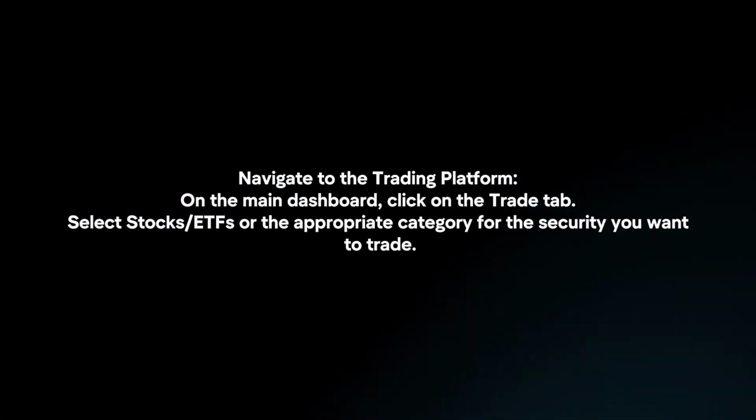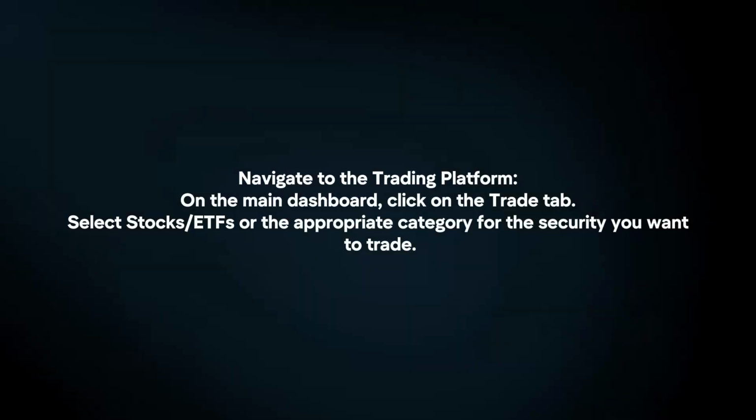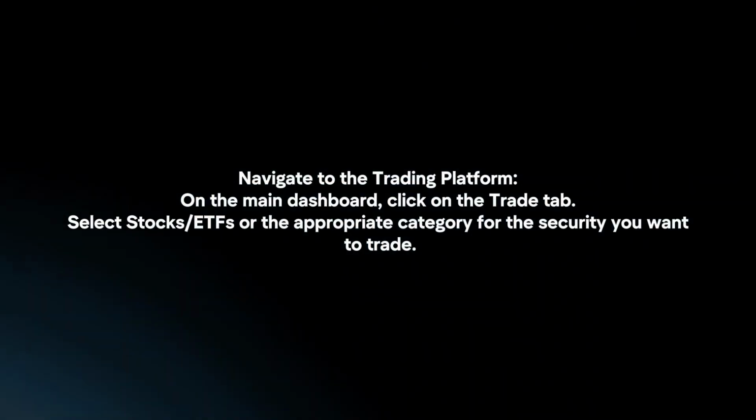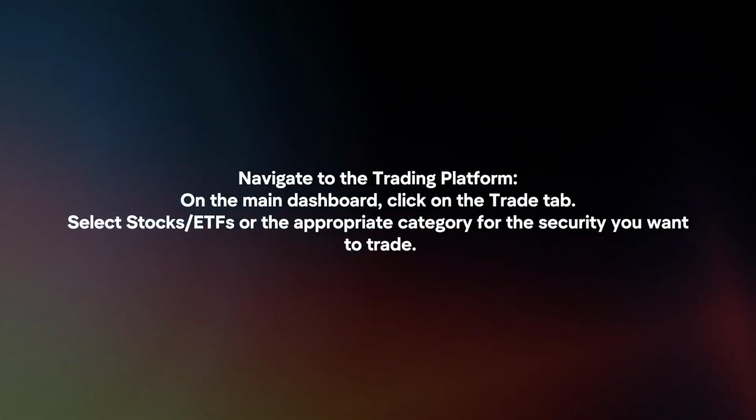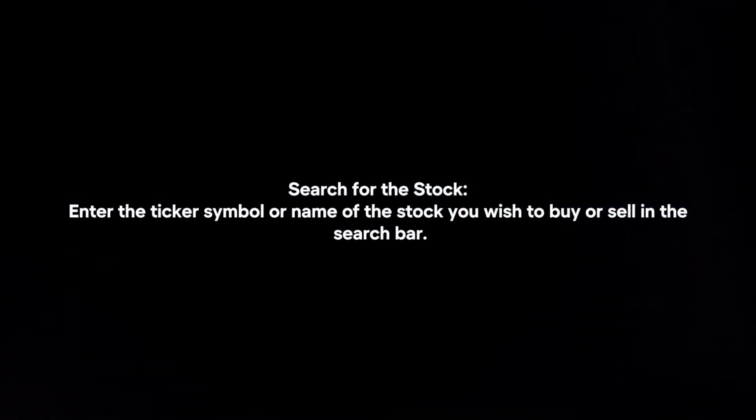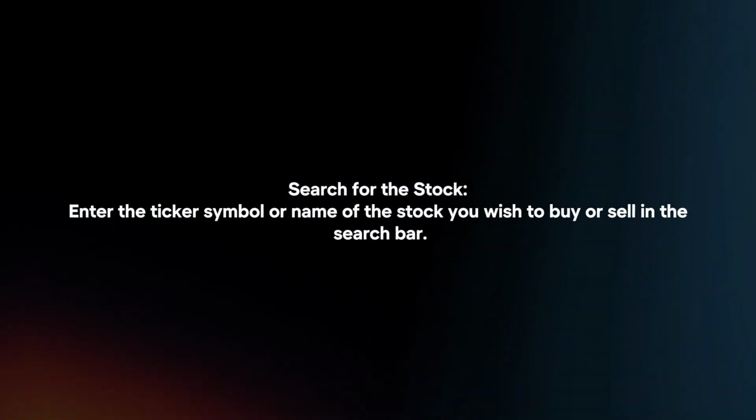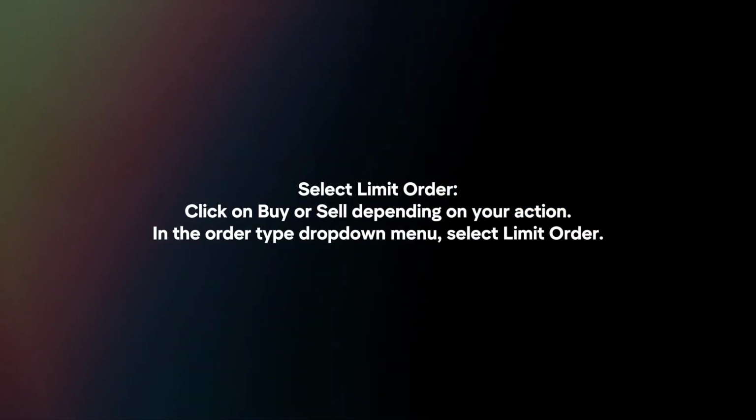On the main dashboard, click on the Trade tab. Select stocks or ETFs, or the appropriate category for the security you want to trade. Search for the stock. Enter the ticker symbol or name of the stock you wish to buy or sell in the search bar.